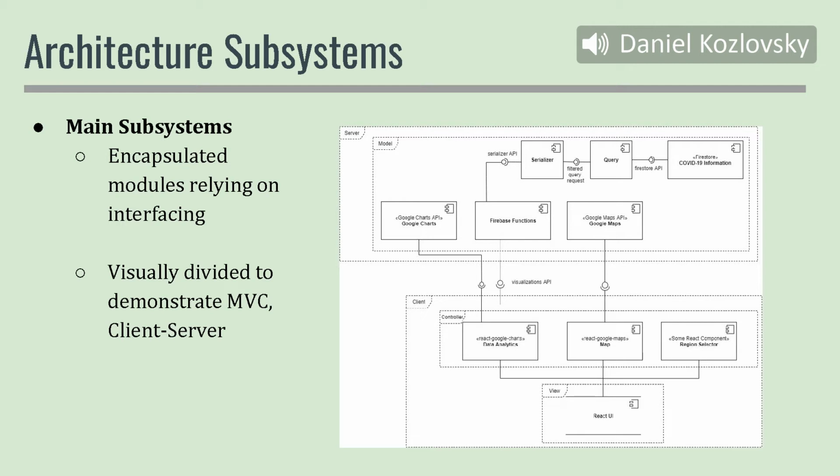The model is made up of all the business logic and persistence. This is the actual application functionality and is also considered the server. The view is the front-end user interface with its API interactions as the controller partition. Those two together are considered the client in the client-server architecture.